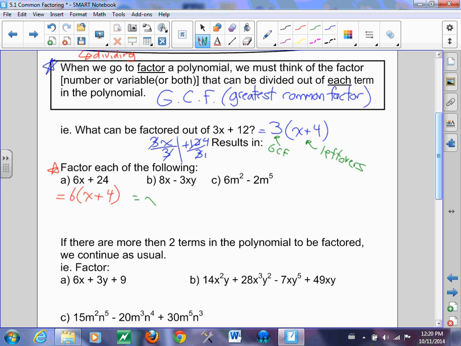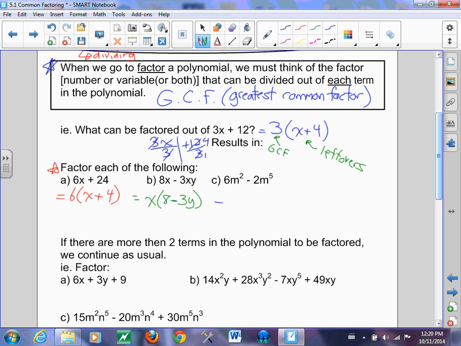So we're going to factor out a common factor of x. When you divide each term by x, you're left with 8, because x divided by x cancels out, minus 3. The x's cancel out, but you're still left with the y. Okay? Now taking a look at this one.